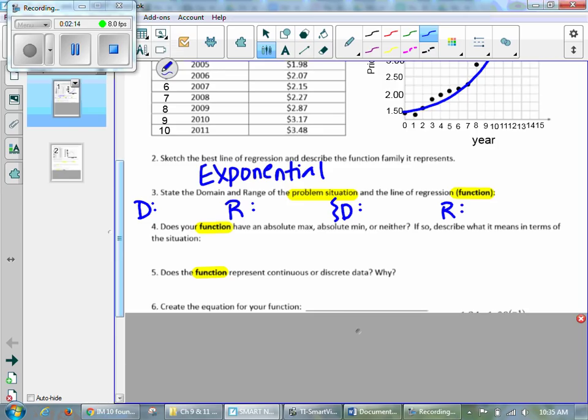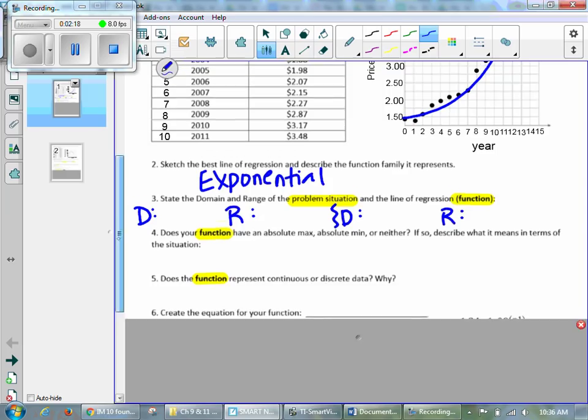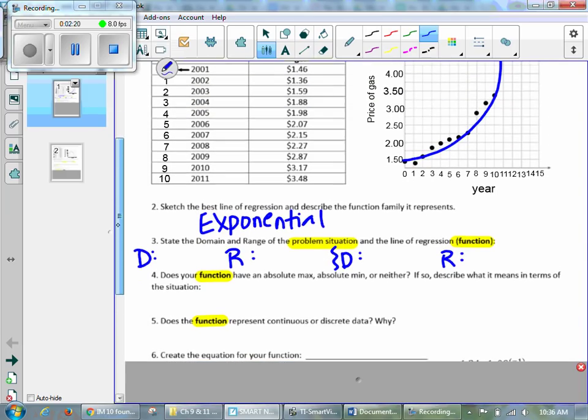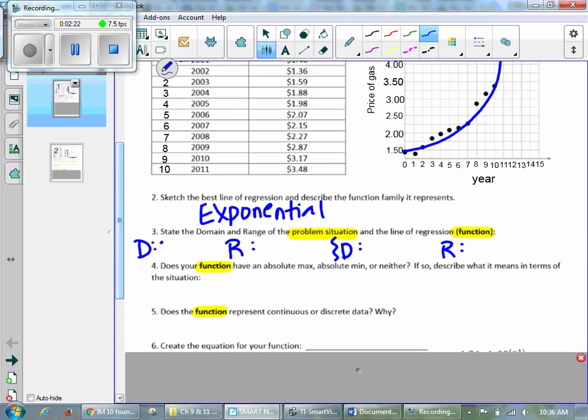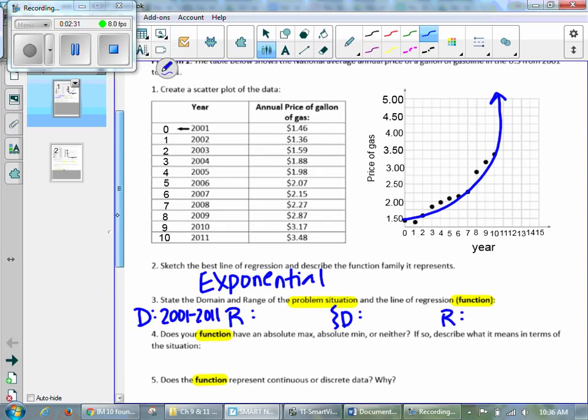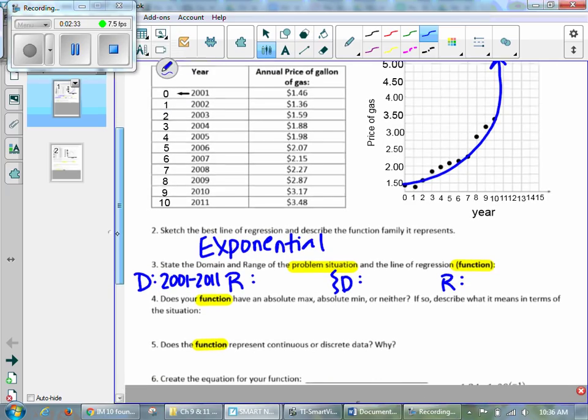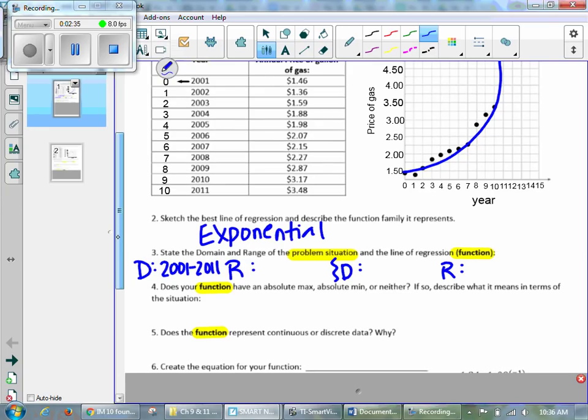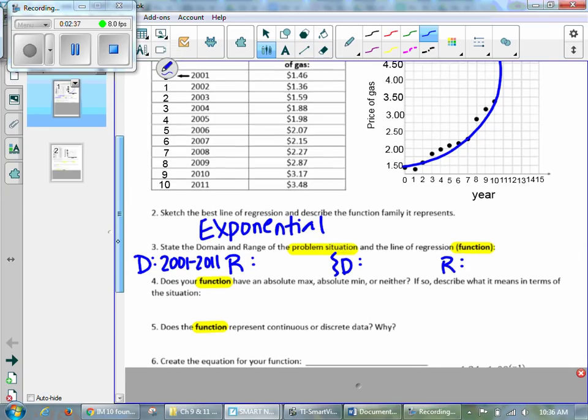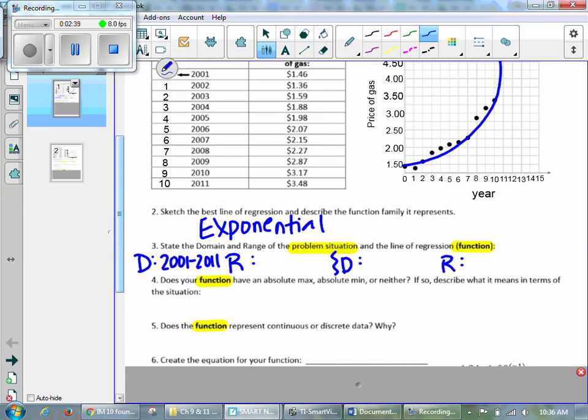The domain for the problem situation refers to your x values. So for us, it's going to be year 2001 to 2011. The range refers to your y values. So the range for our problem situation is the gas price. So the minimum, it looks like, is $1.36, and the max is $3.48. So we're going to say that the range is somewhere between there.